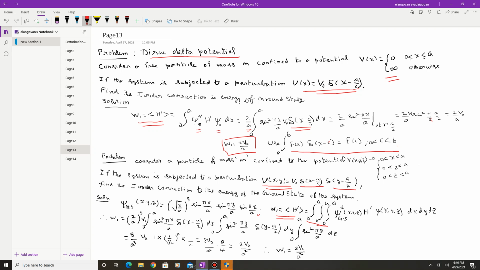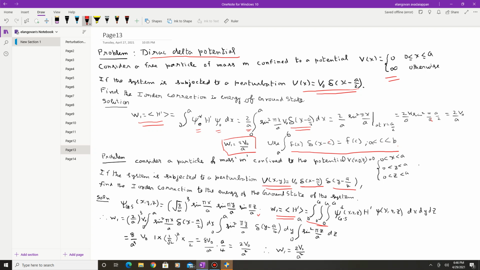Now you substitute H prime. Once you substitute H prime, and if you take the constant terms outside, 2 by a whole cube, delta naught can be taken outside, and 0 to a sin square pi x by a delta function of x minus a by 2 dx, 0 to a sin square pi y by a delta of y minus a by 4 dy. So you write down the x integral alone, the y integral separately, the z integral separately.